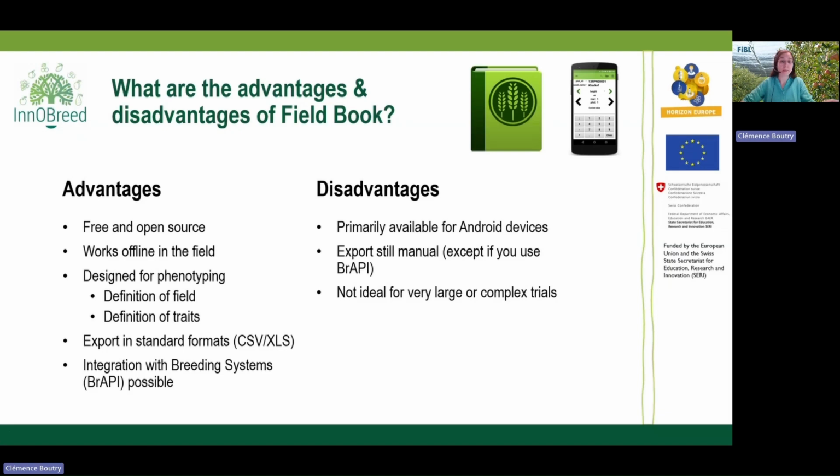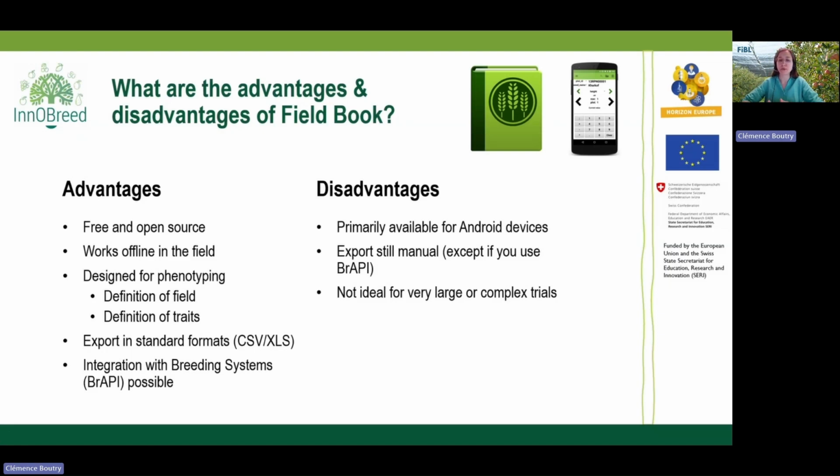flowering or apple scab. You can export your data in standard formats, CSV, Excel, and you can also integrate it into the breeding API, which is like a breeding database. I will not go into this today because for this you need an IT person to set it up for you. Well, the disadvantages: it's primarily developed for Android devices.